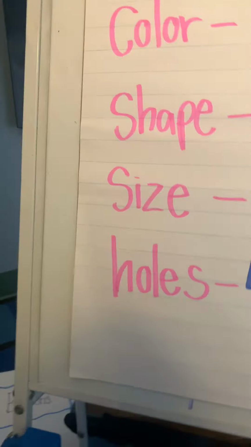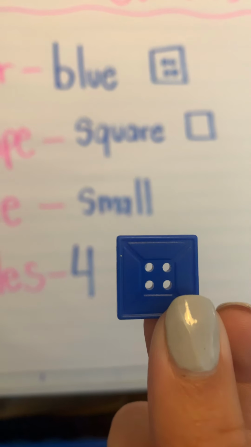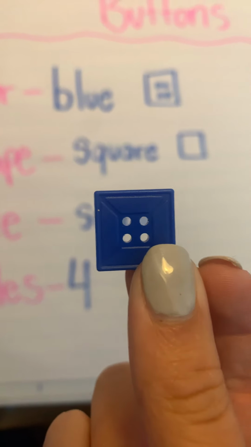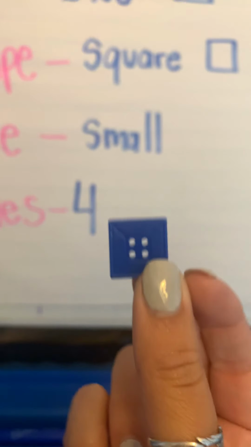Now, this is just one button. Not all buttons look the same. Buttons are different. Just like me and you are different, you and your friends are different. Buttons are all different shapes and sizes. So I'm going to hold up another button for you guys. Okay, I'm going to hold up this button. Okay, take a look at this button.